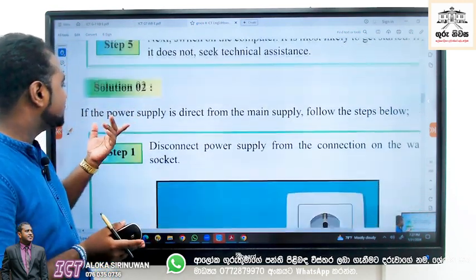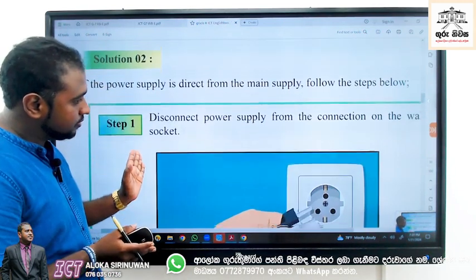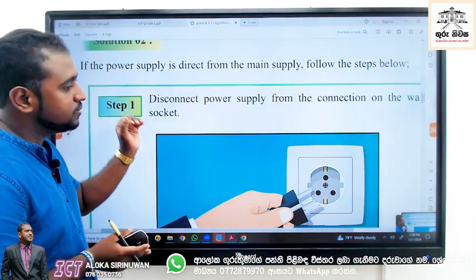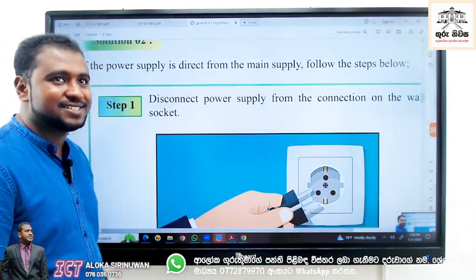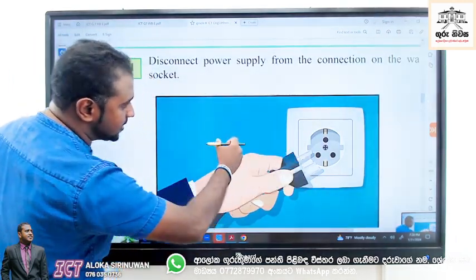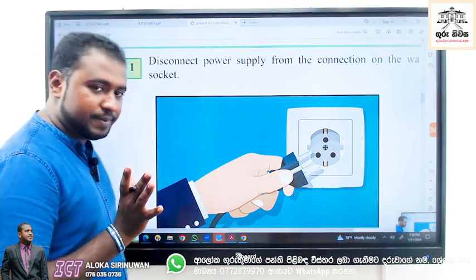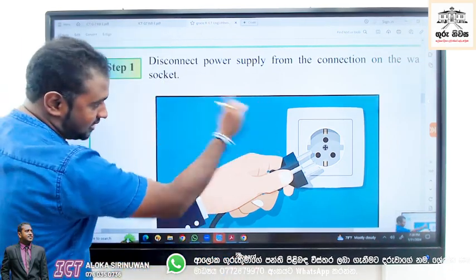Then solution number 2. Look at here. This solution number 2 is if you don't have a UPS. Just simple. What you do, Pute? You first unplug. If not, you may get a shock, right? Therefore, you should first unplug that.